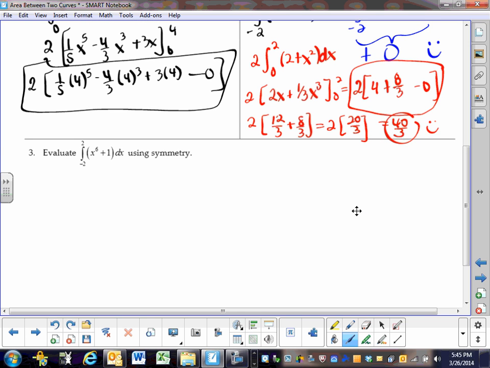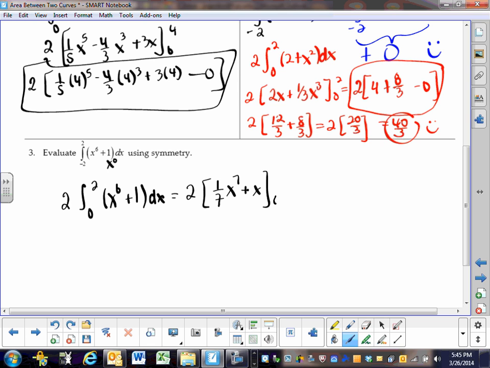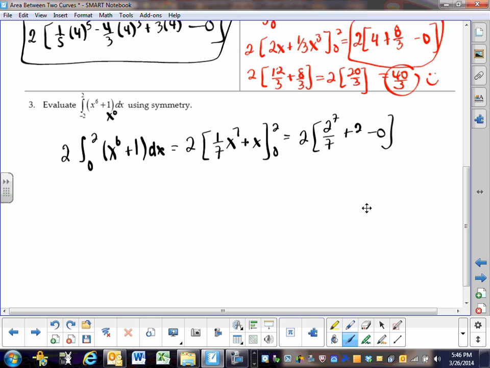So again, this is like x to the 0 power, so those are both even, 0 and 6. So I can double from 0 to 2 instead. So that's double 1/7 x to the 7th plus x from 0 to 2. So that's double 2 to the 7th over 7 plus 2. Oops, I should have written it down as minus 0. Technically minus 0, but that's why we like 0 so much. It doesn't always cancel off, but it's easy to substitute into other functions as well. So if this were a free response, that would be my answer.